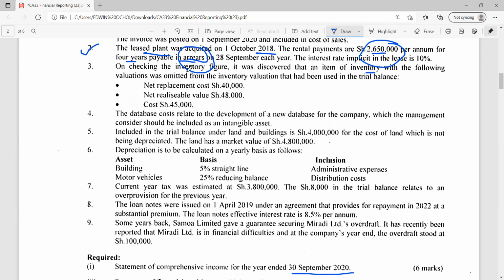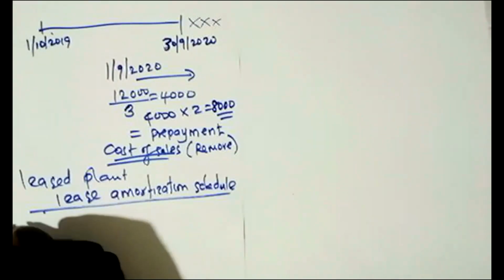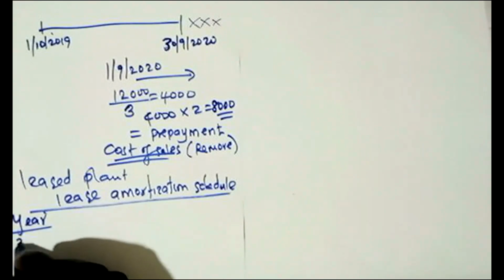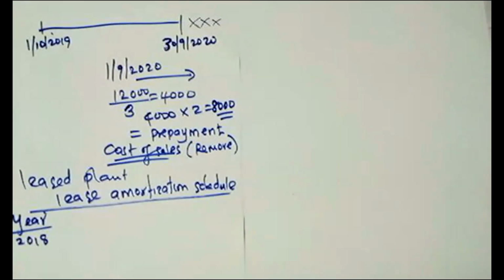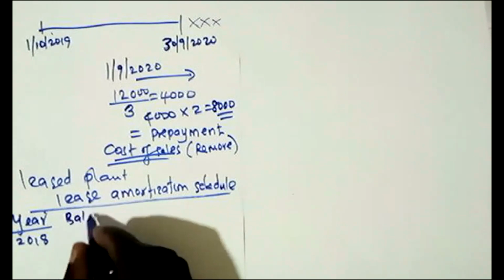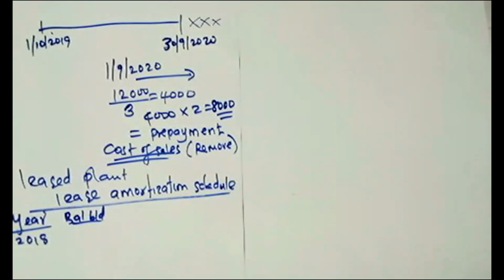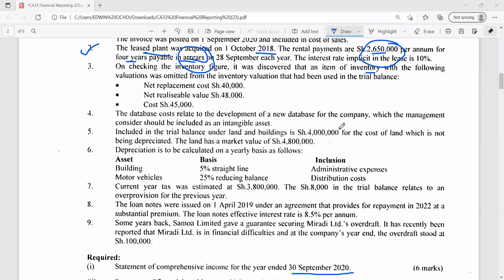So the rental repayment is payable in arrears, not in advance. So in every year, they were supposed to pay 2.6 in arrears, which means at the end of the year. So remember that this starts in 2018, so I have to write 2018 here. So the first year is 2018. The balance brought down is the total value of the plant.